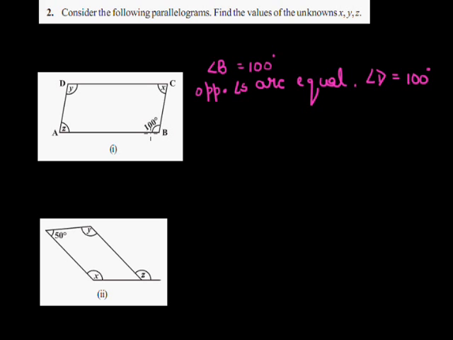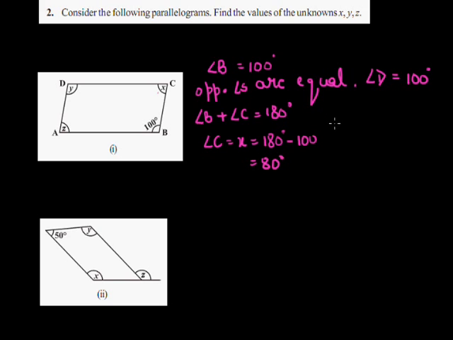Now angle B and angle C are the interior angles. So angle B plus angle C is equal to 180 degrees because AB and DC are the parallel lines and CB being the transversal, the sum of the interior angles is equal to 180 degrees. So angle C, which is marked as X, is equal to 180 minus angle B, that is 180 minus 100, that is equal to 80 degrees.